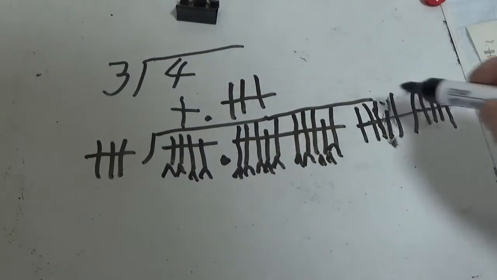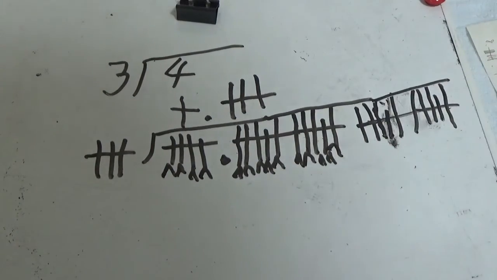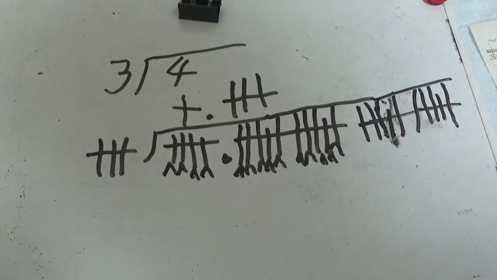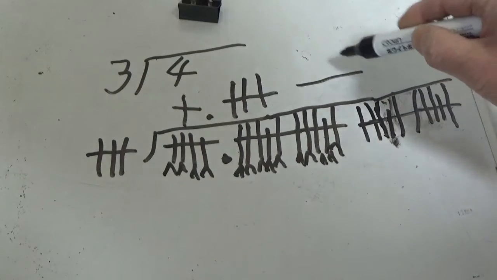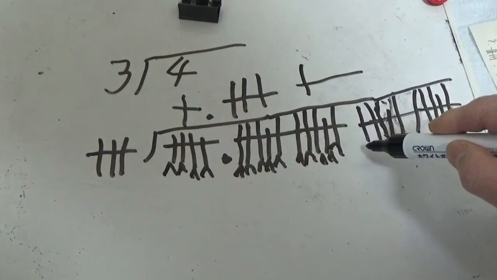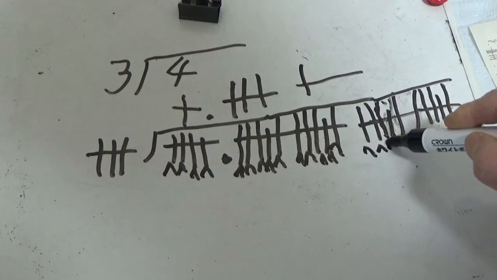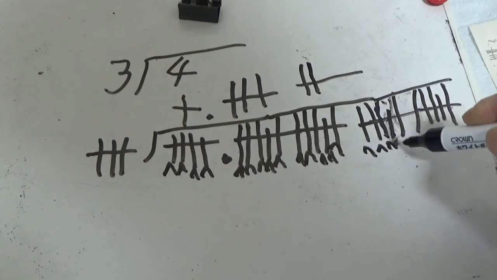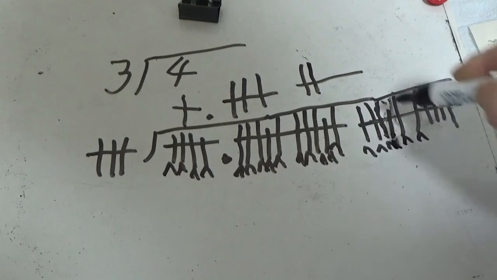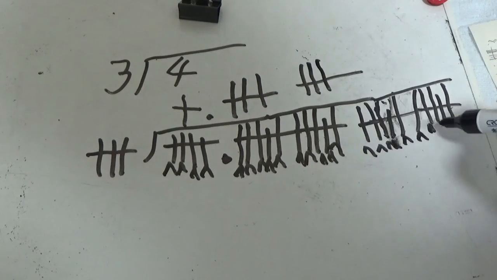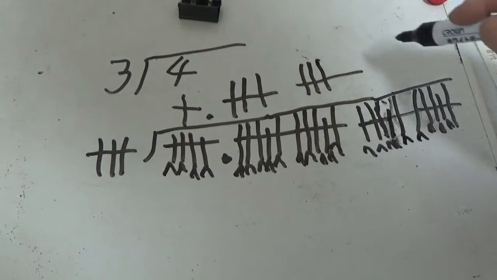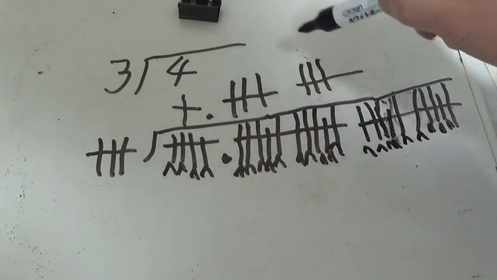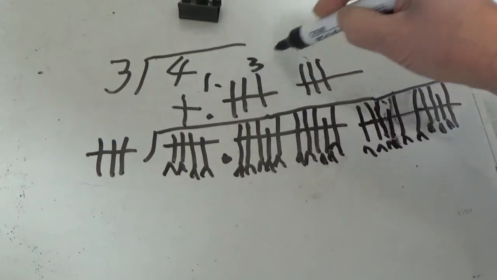So we will change it to 10 hundredths. Okay, we are going to subtract 3 hundredths, 2 hundredths, 3 hundredths, and 1 hundredth is left. But this continues, so it is 1.33.